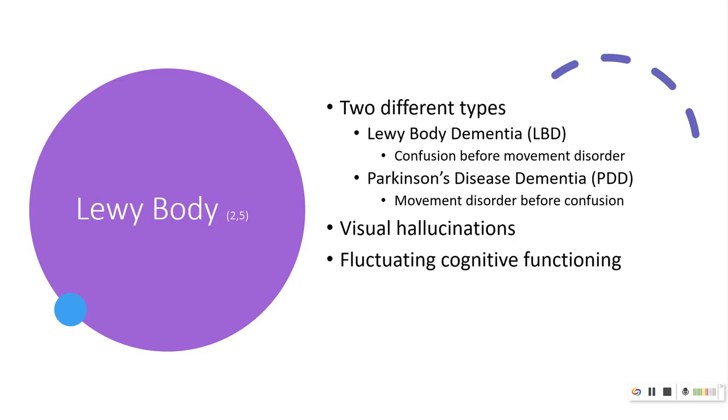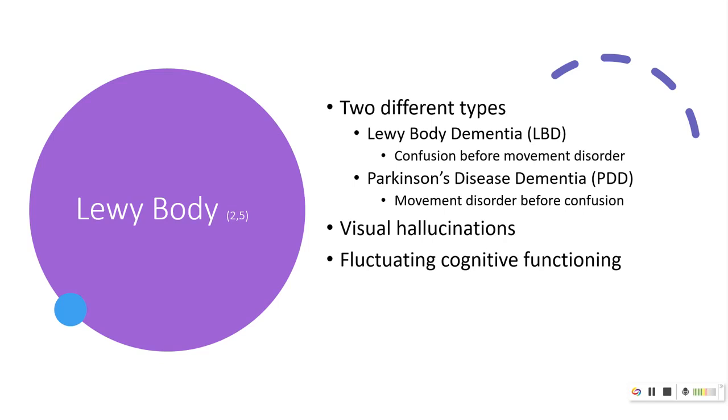The third type of dementia that we have talked about in the first presentation, but we're going to just discuss a little bit as a review, is Lewy body dementia. And there's actually kind of 2 different types of Lewy body. The onset of Lewy body is usually later on in life. There are 2 different types, like we said. They have similar symptoms, but just a little bit different timing.